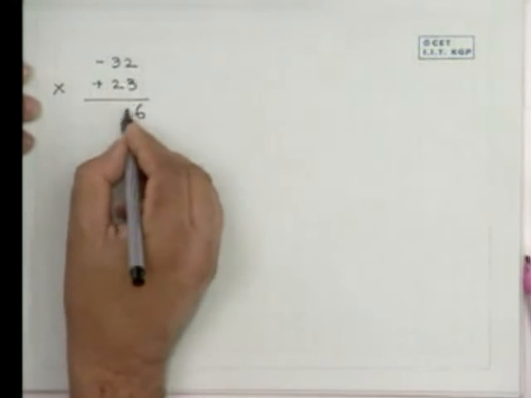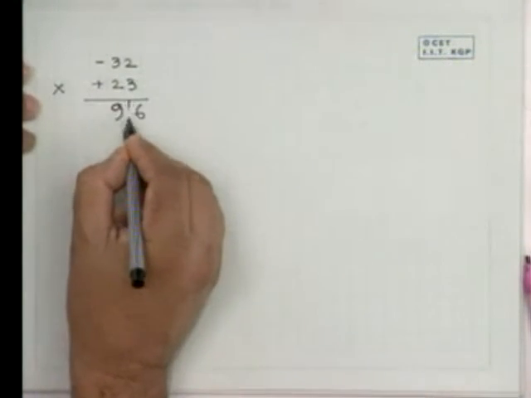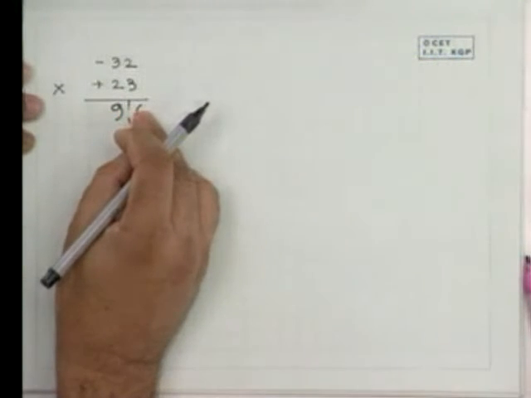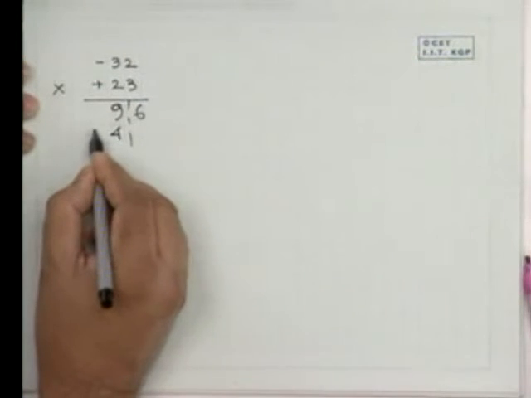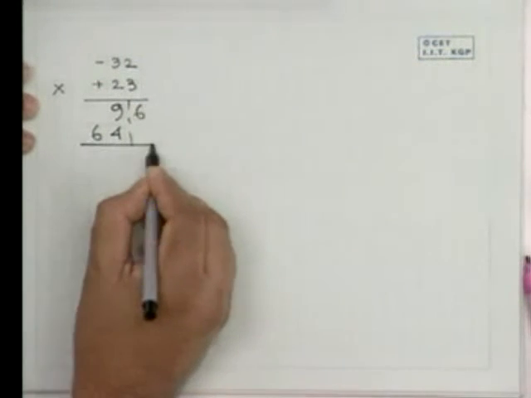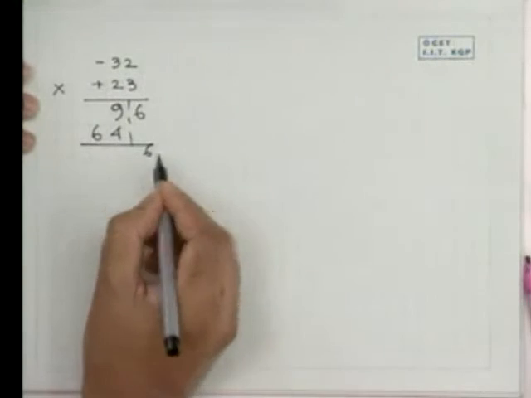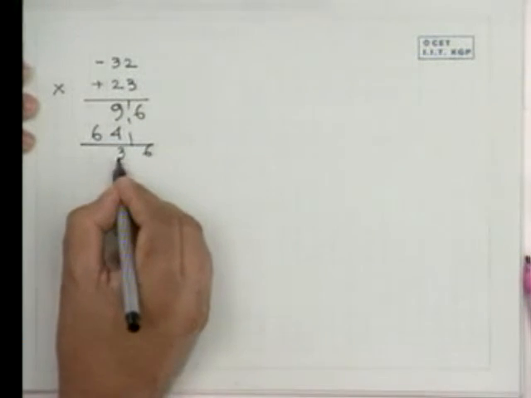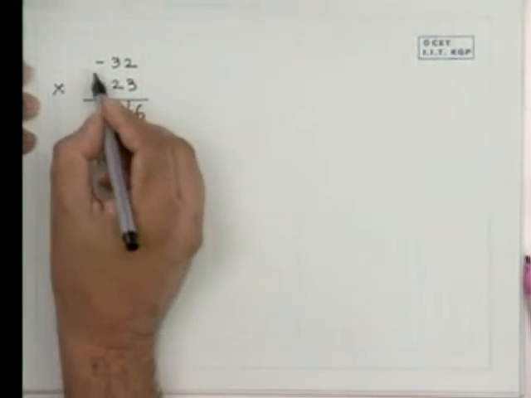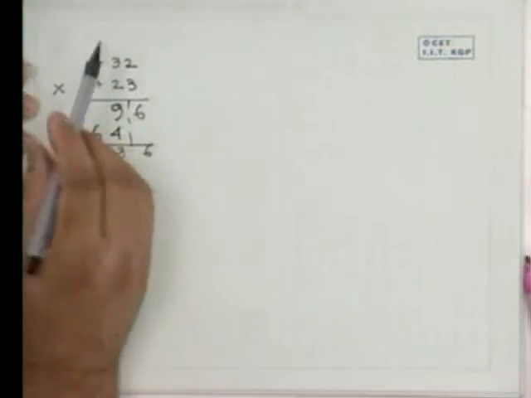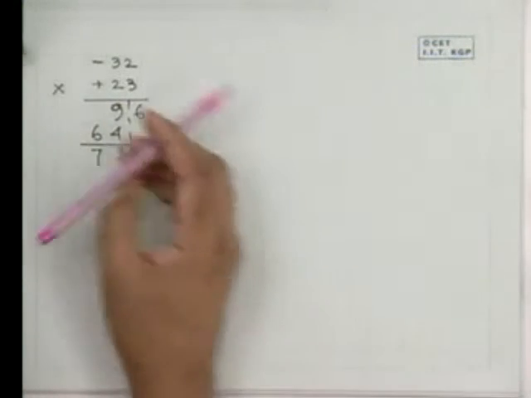We get 6 and then 9, and then shift this partial product towards the right. Then we get 4 here, 6 here, right? We then get 6, 3, 7. Now, after doing this operation, we do not take the sign into consideration.